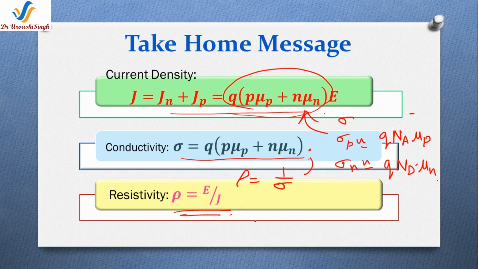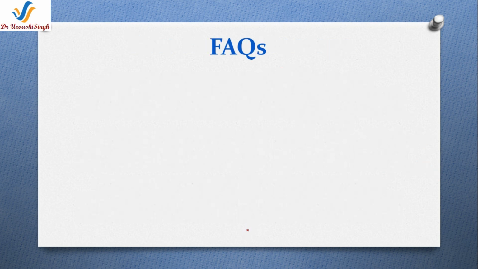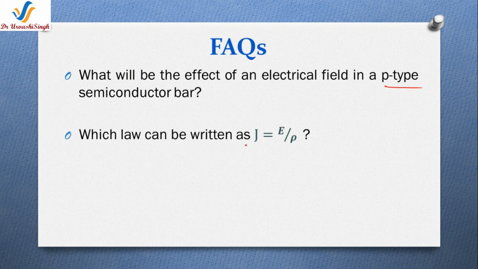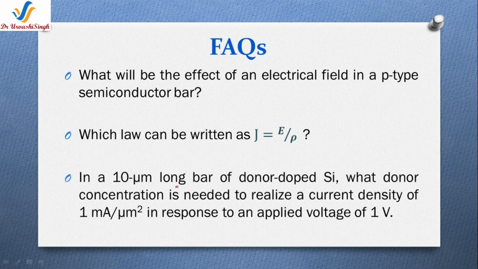Now let's see the frequently asked questions from the topic. The first one is, what will be the effect of an electrical field in a p-type semiconductor bar? You have to do all the analysis considering that the semiconductor bar is p-type, where holes are the dominant majority carrier. The next is, which law can be written as J is equal to E upon rho? And the last one is, in a 10 micrometer long bar of donor-doped silicon, what donor concentration is needed to realize a current density of 1 milliampere per micrometer square in response to an applied voltage of 1 volt?